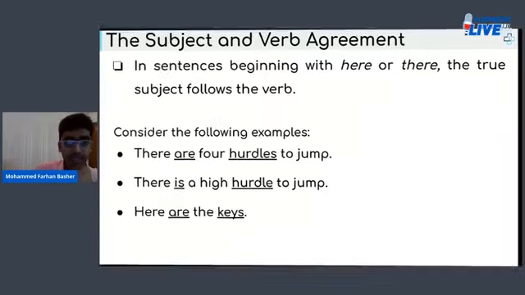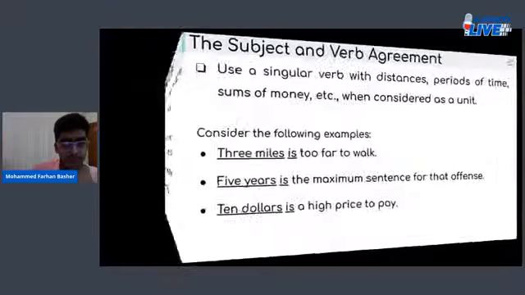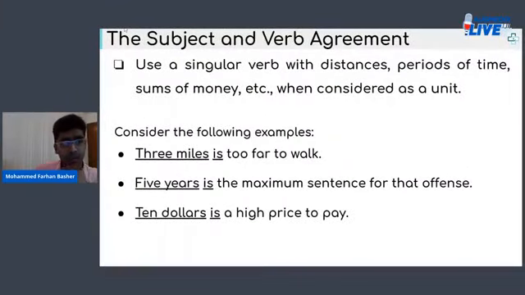Moving forward to the next slide. Use a singular verb with distances, periods of time, sums of money, etc., when considered as a unit. Now, units of distance, units of time, or periods of time, or units of money are always considered singular, no matter how big an amount you may be talking about. That unit is always considered singular. Now, which units again? Units of time, units of distance, units of money, some units of measurement as well.